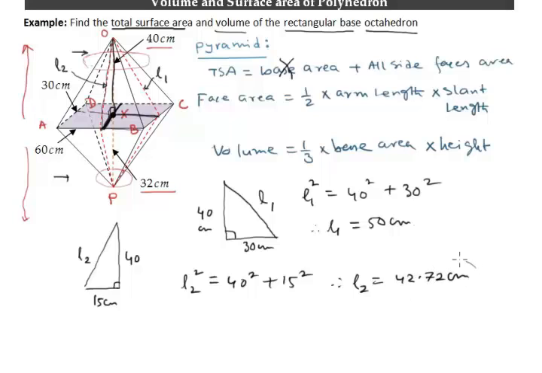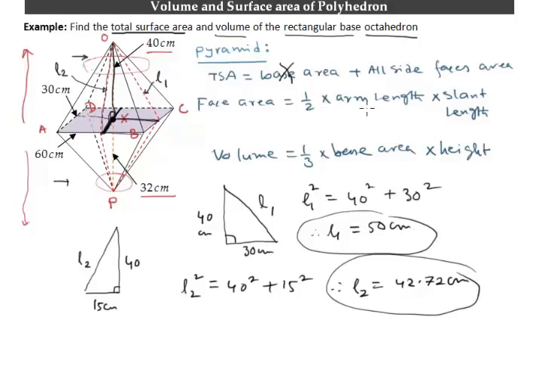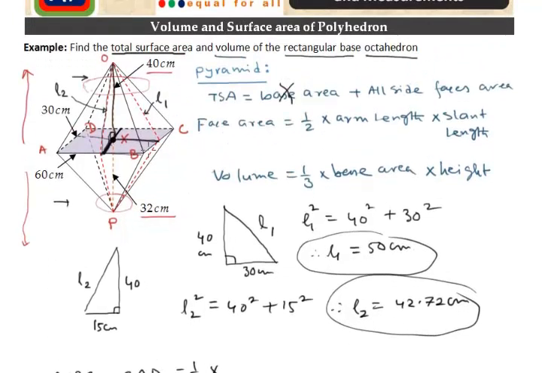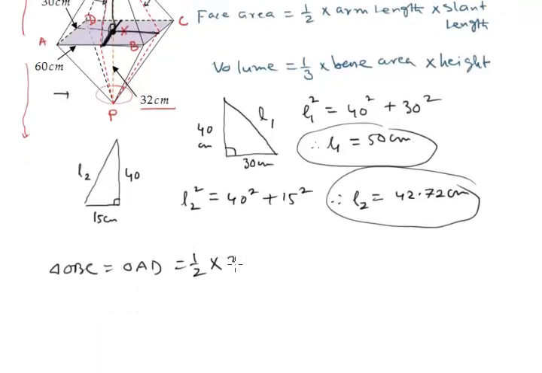42.72 centimeter. So we got these two slant lengths, L1 and L2. Now we will calculate the face area as half times arm length times slant length for OBC and OAD together. Area of OBC or OAD will be half of its arm length. OBC's arm length is BC or AD, which is 30, and the slant length is L1, which we got as 50. So it is half times 30 times 50 for one of them.